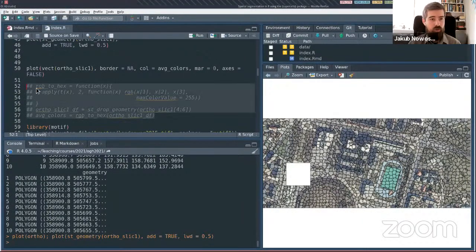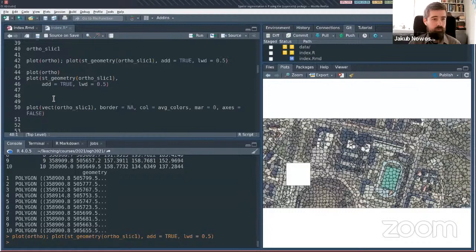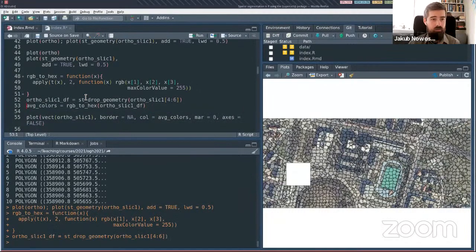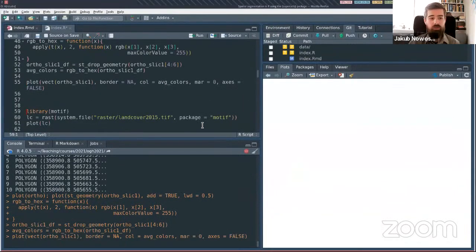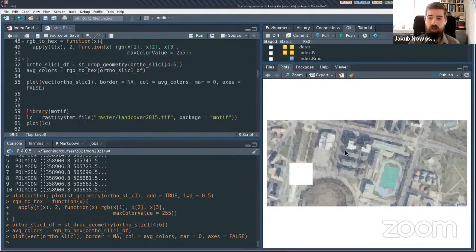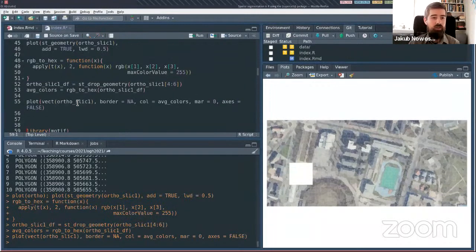So I can show you here. So this is my function. And now I can plot my area using the average colors. And hopefully you can see that this looks very, very similar to our original image. But there is one important difference.